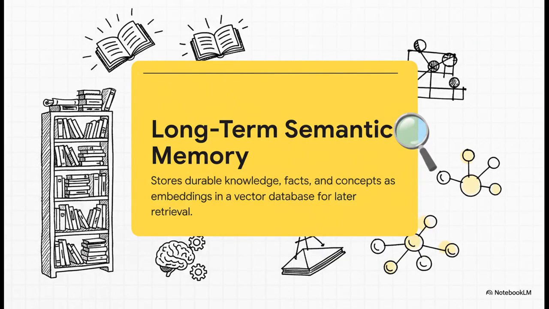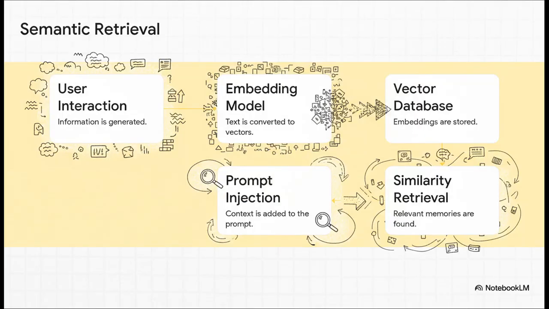Okay, on to the next layer, long-term semantic memory. This is the AI's permanent library. This is where the agent stashes away all the durable knowledge, the facts, and the key ideas it's learned, so it can use them in the future. So how does it do this? Well, it's pretty cool. It takes a piece of information and turns it into a mathematical representation, an embedding. Think of it like a numerical fingerprint for an idea. It stores all these fingerprints in a special vector database that's amazing at finding similar concepts.